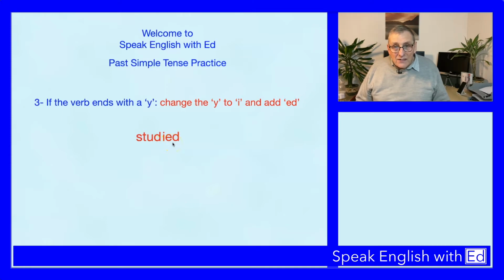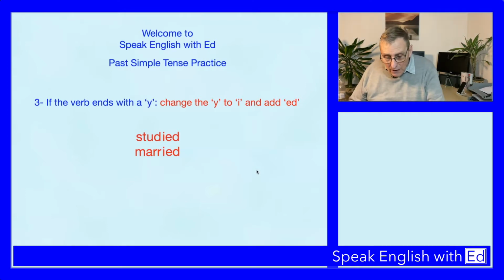Okay, did you understand that? We'll have a look at it once more. This is marry, M-A-R-R-Y. Change the Y into an I and then add ed. It's not all that complicated once you understand it. You can understand it quite quickly.